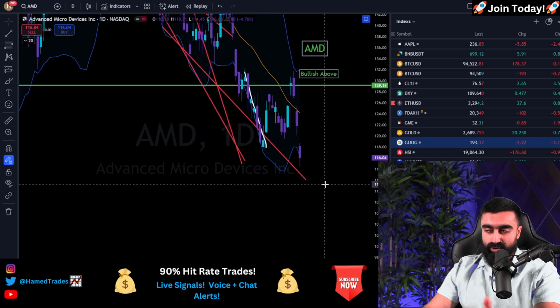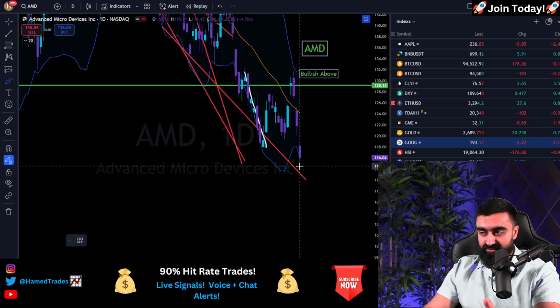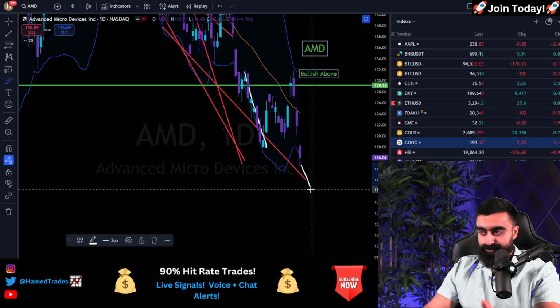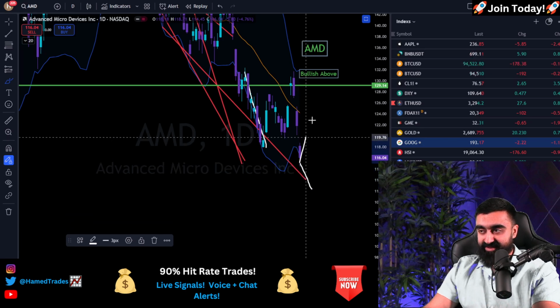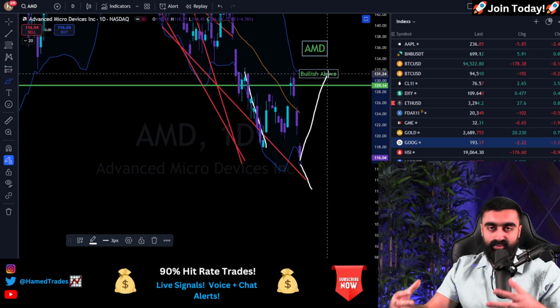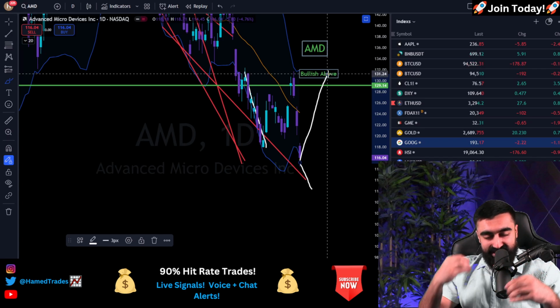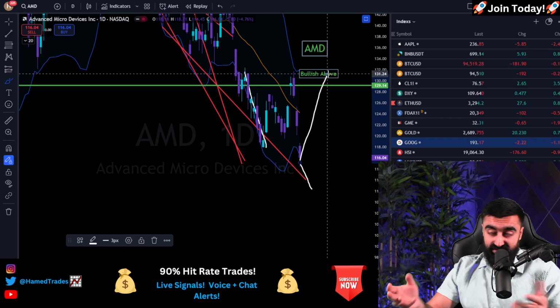Because where would your target to the downside be? 112? 112 to 110? Where is the upside target? All of this. So the risk reward to be bearish is just not there. In my opinion, it's just not there.